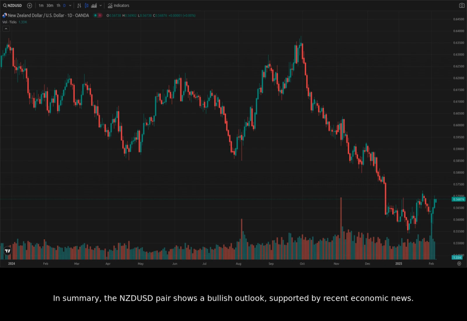In summary, the NZDUSD pair shows a bullish outlook, supported by recent economic news. The daily chart shows major support at 0.58 and resistance at 0.60. The 1-hour chart reveals potential support at 0.598, 0.595, and 0.592, and resistance at 0.605.